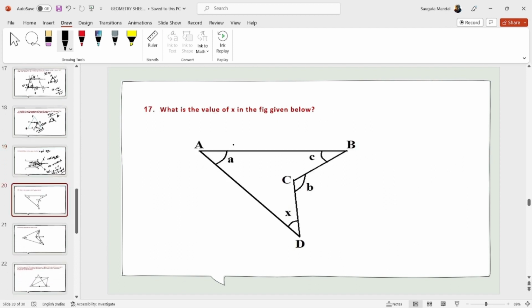Please move on to the next question. What is the value of x in the given figure below?